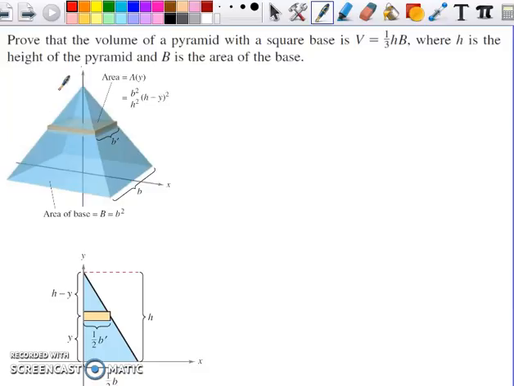The volume of a pyramid with a square base is volume equals 1/3 h times b, where h is the height of the pyramid and b is the area of the base. And let's prove that. We can prove that by using this method.